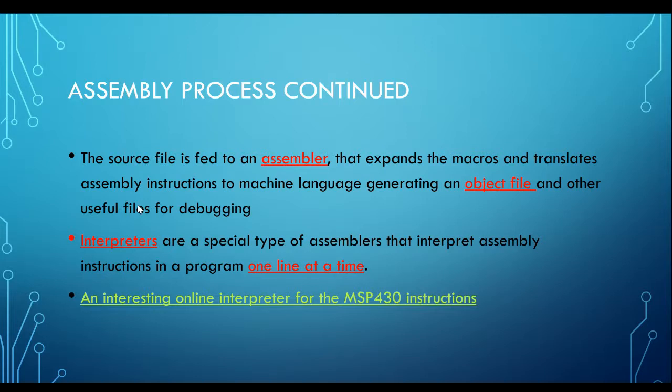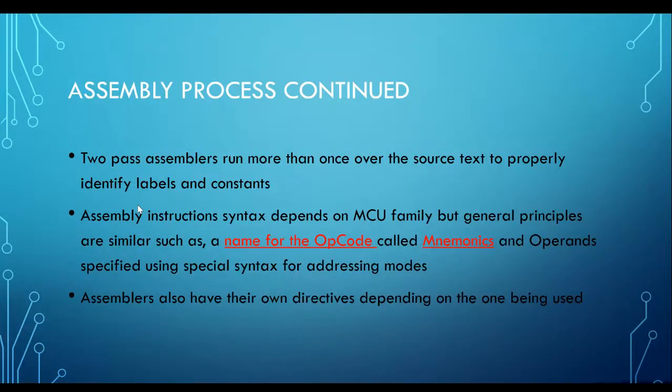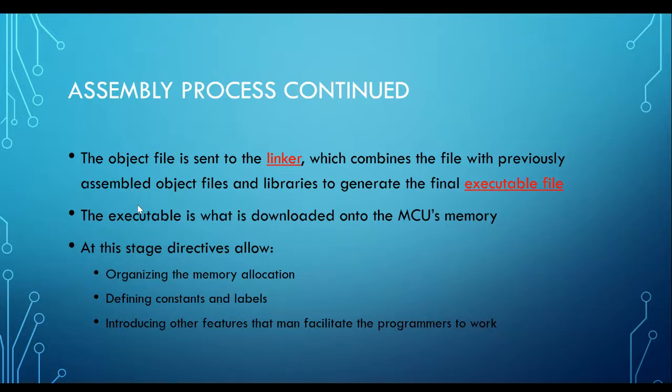Again, assembly language is quite near, but there is still a bit of variance, and this is the function of the interpreter. The object file is sent to the linker, which combines the file with previously assembled files and libraries, and generates an executable file. This is the executable file that is loaded into your MCU memory. So the hexadecimals that you see are actually the executable file. Don't confuse it with the executable file that you always use on your desktop. This refers to compiled assembly language.